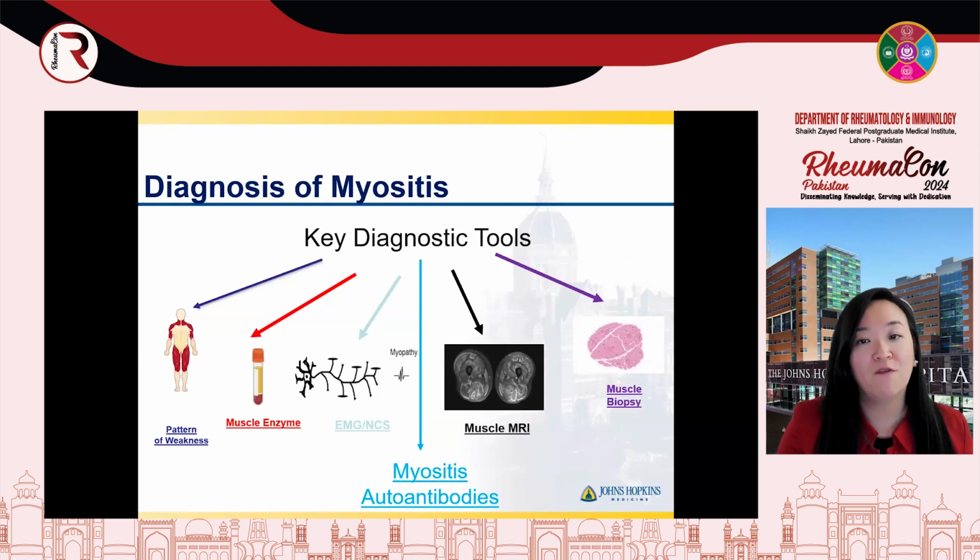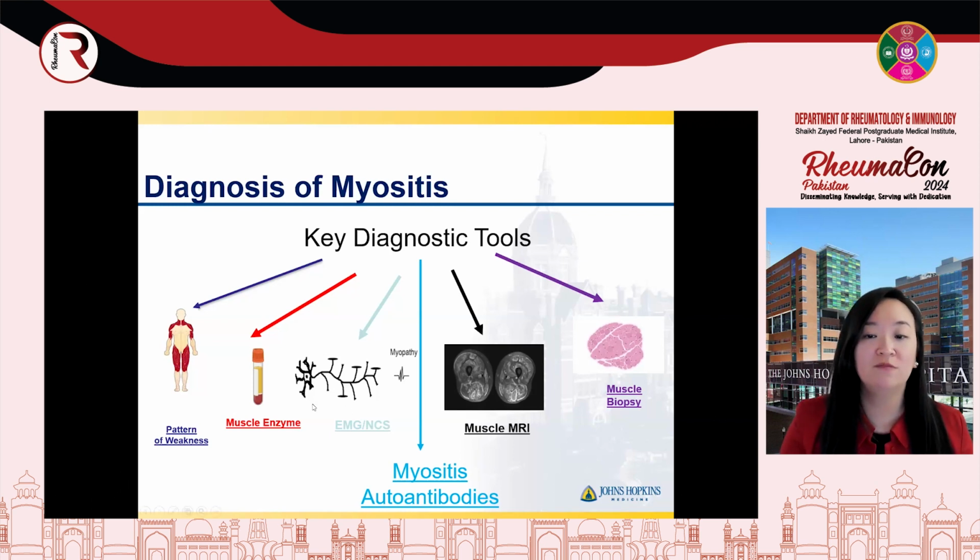First and foremost, the diagnosis of myositis takes about 6 diagnostic tools that are at our fingertips. First is the pattern of weakness, of course, because for myositis, patients will typically have proximal muscle weakness in polymyositis and dermatomyositis. But don't forget that inclusion body myositis, or IBM, patients will also get proximal and distal weakness. And then we also use the muscle enzymes, the CK or creatine kinase and aldolase levels.